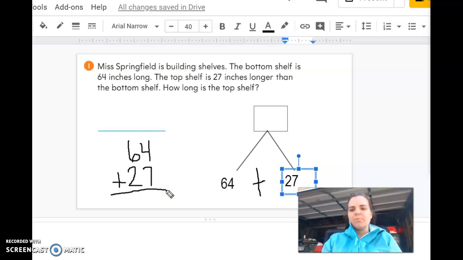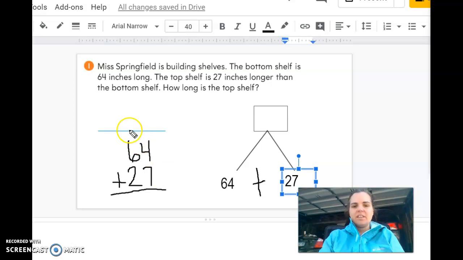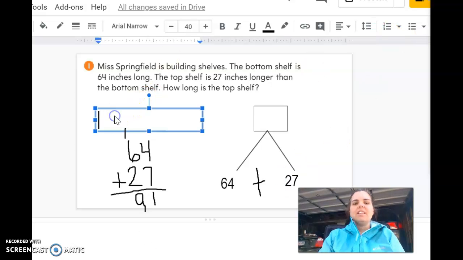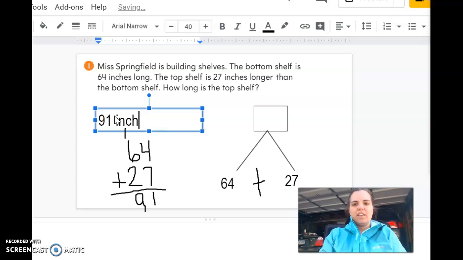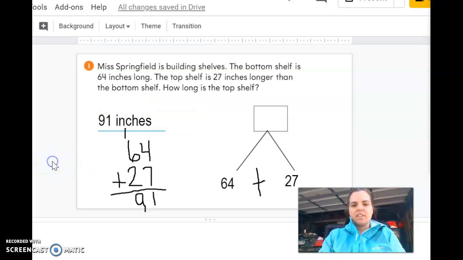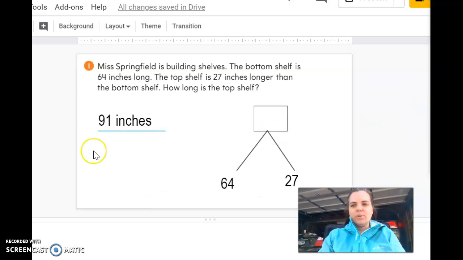then I'm going to start in my ones cup, 7 plus 4, 7, 8, 9, 10, 11. I carry the 1 and I drop the 1. Now I need to add my tens cup. 6, 7, 8. Don't forget your new 10. 9. 91. And then what's my label? Yep, inches. 91 inches the top shelf is. Nice work.